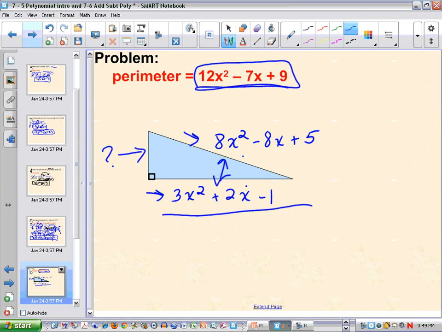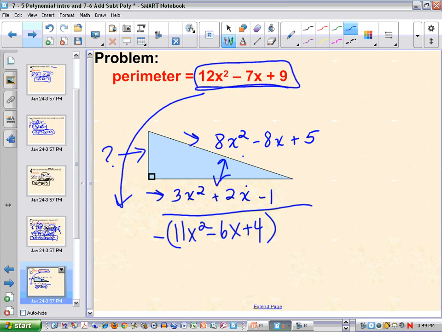So if I add these two together, I'm going to get 11x squared minus 8 plus 2 minus 6x plus 4. So that's the total of the two sides. Now I need to subtract that entire chunk from the total perimeter. That's 12x squared minus 7x plus 9. So we've got 12x squared minus 11x squared. Then we've got negative 7x minus negative, so plus 6x. Negative 7 plus 6 would be negative 1. Then I've got 9 minus the 4. That would give me 5.